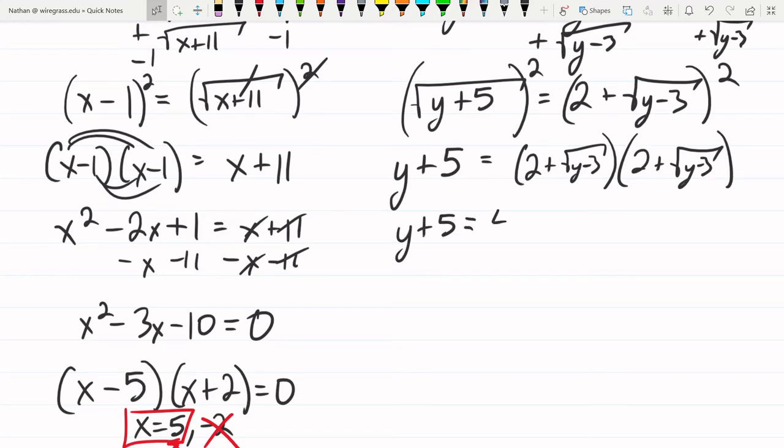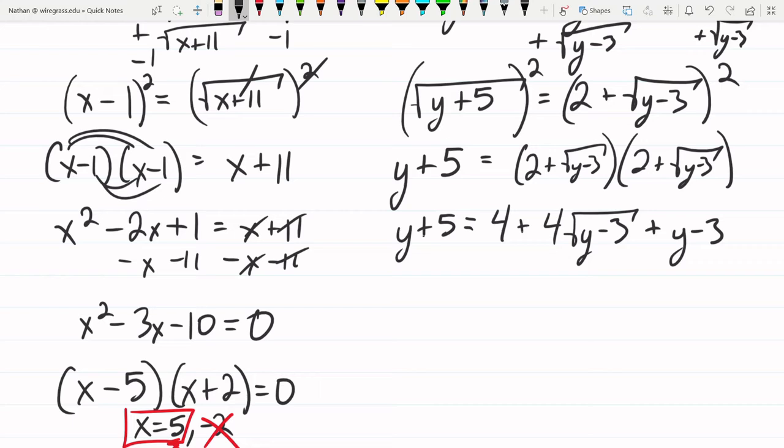That's going to give us 4. And then 2 times the square root of y minus 3, and the square root of y minus 3 times 2. Those are like terms, so they combine into 4 times the square root of y minus 3. And then finally, the square root of y minus 3 times the square root of y minus 3 is the square root of y minus 3 squared, which becomes y minus 3. The square root cancels because it's multiplying by itself, and that is the square.